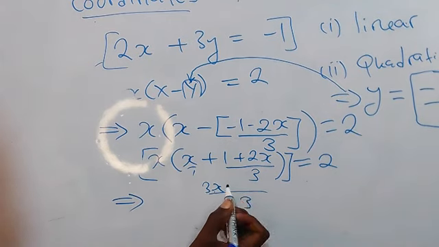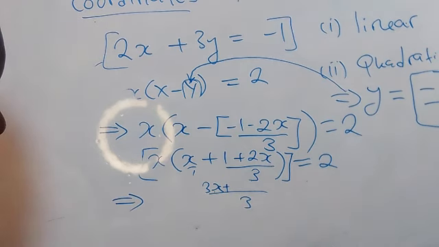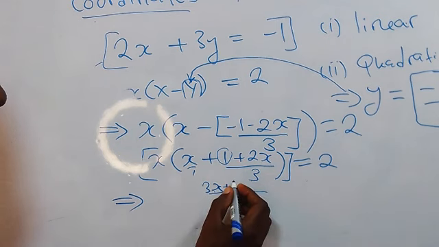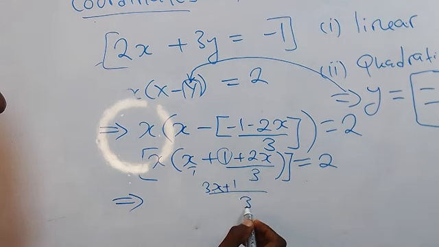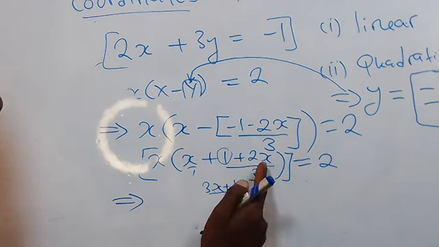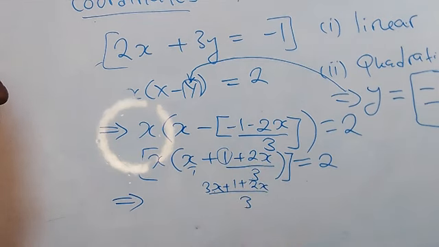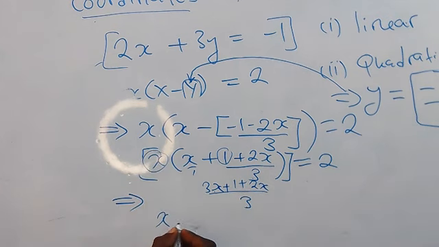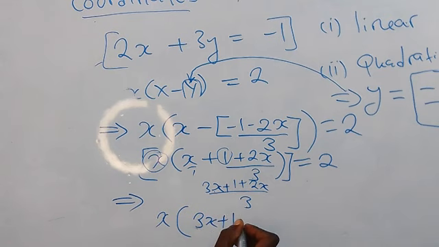Okay, and then plus. So 3 into 3 is 1, times this there is going to be 1. Plus that 1 times 2x is going to be 2x. So we have this x, open bracket, 3x plus 1, 2x, over 3, close bracket, equals 2.